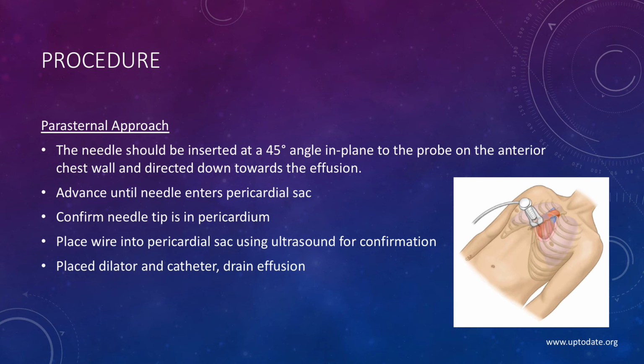Lastly, a parasternal long approach. The needle should be inserted at a 45-degree angle in plane to the probe on the anterior chest wall directed towards the effusion. Advance the needle until it enters the pericardial sac and confirm the needle tip is in the pericardium. You can use the ultrasound for confirmation.